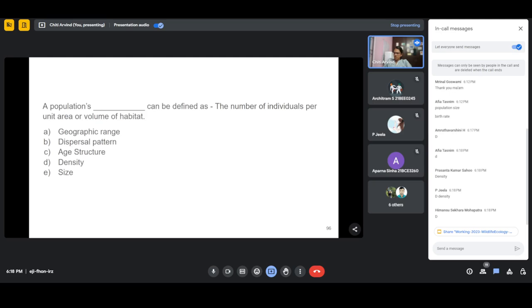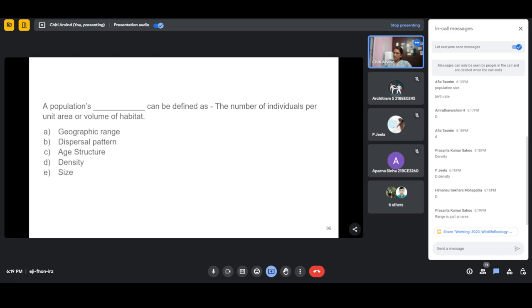So, okay, everybody seems to be thinking it's D. Why is it not A? Why is it not a population's geographic range? Any thoughts on why it cannot be geographic range? Or is it geographic range but not density? Any thoughts, anyone? Range is just an area.